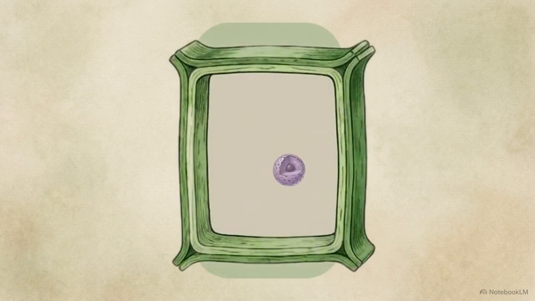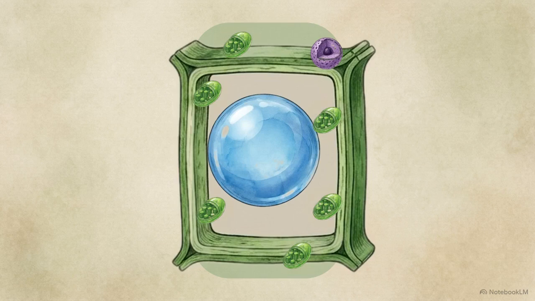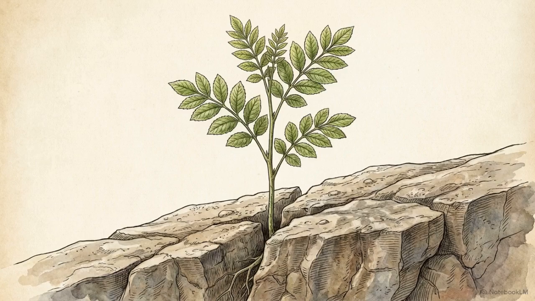Inside, a large central vacuole acts as a water tank. As it fills, turgor pressure pushes outward to keep tissues firm. To power this life, the plant uses chloroplasts. These green organelles function as built-in solar panels, converting sunlight into chemical energy through photosynthesis. Every unique feature here, the rigid wall, the pressurized tank, the solar panels, is a specific structural solution to the limitations of being rooted in one place.